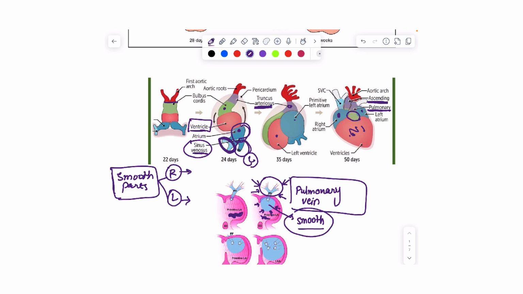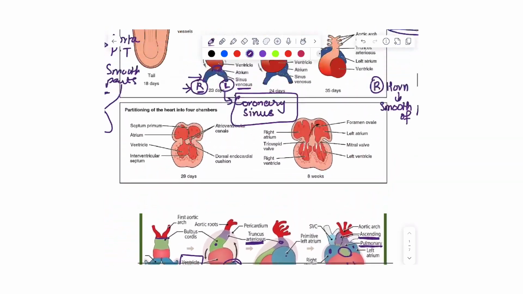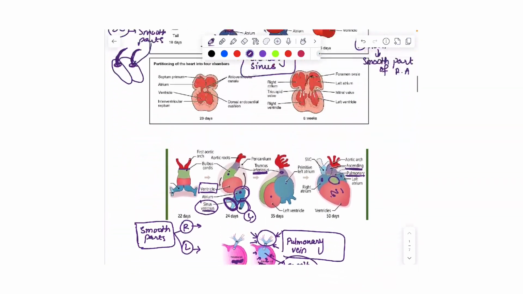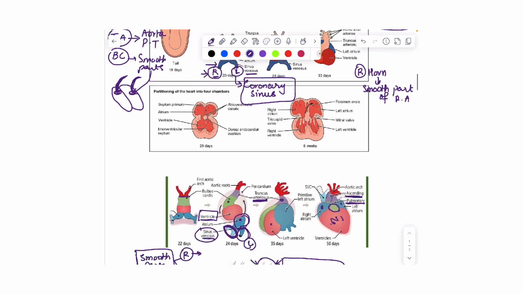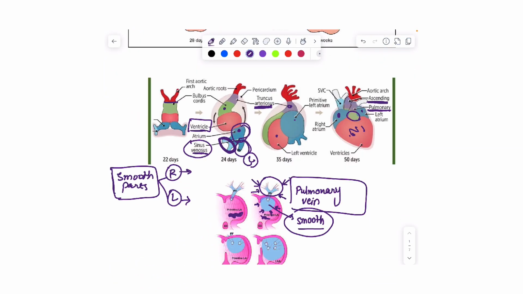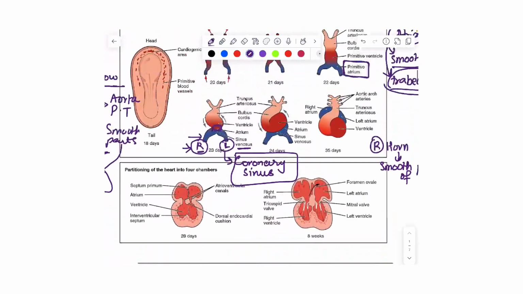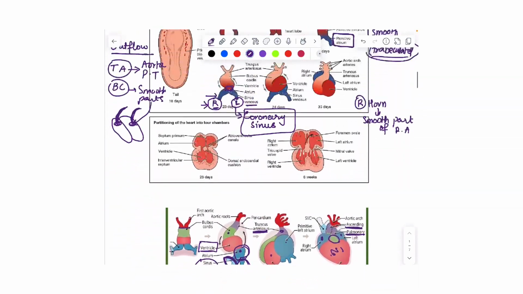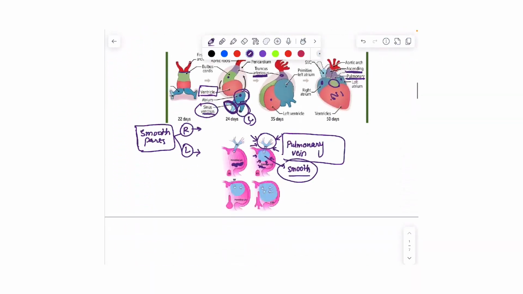This was all about the development of the heart chambers, right? Now we will discuss how these chambers are going to further divide into the actual chambers, the left and the right atria, and the left and the right ventricle, the septation of these chambers. We will discuss this in the next part.